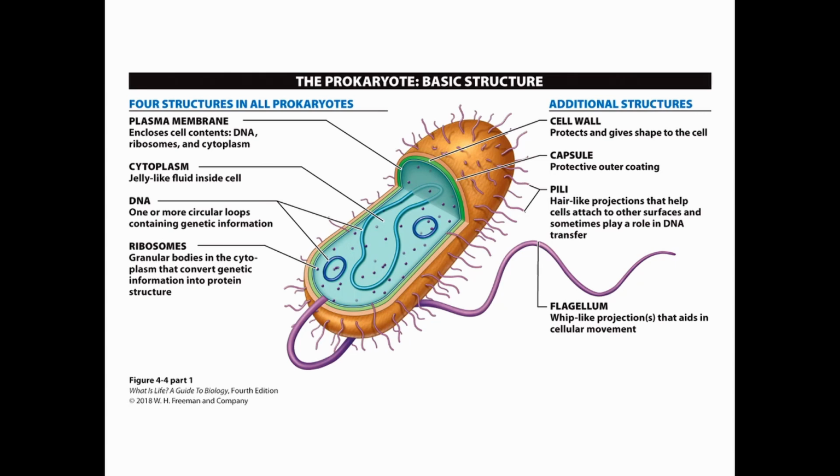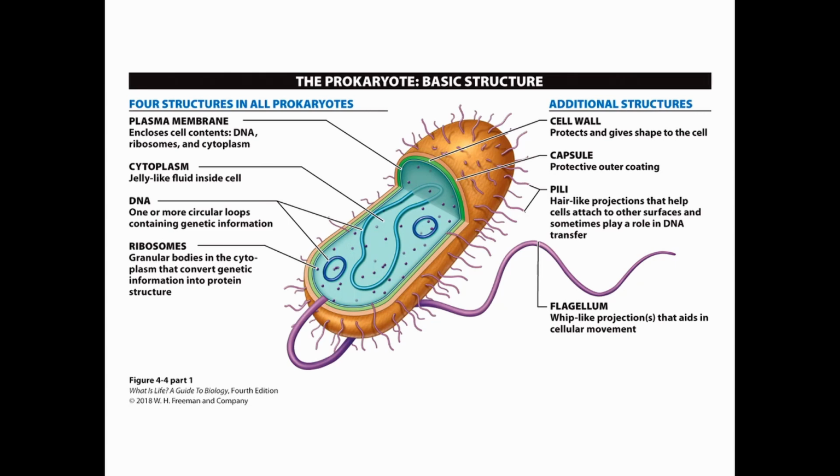But let's look at what all prokaryotes have in common. Some of these we've already mentioned. Like, they all have a plasma membrane. Something needs to provide a barrier or a border between the inside and outside of the cell. And on the inside is where we can find the DNA, the ribosomes, and the cytoplasm. The cytoplasm is a gel-like fluid. It's not quite water, right? It's more of a thicker jelly-like fluid inside the cell that we can suspend things in and dissolve things in.